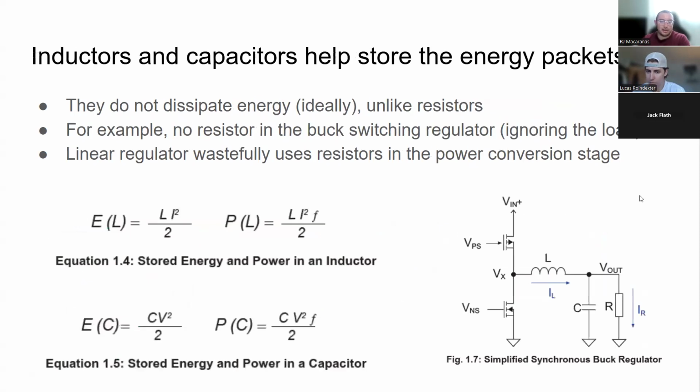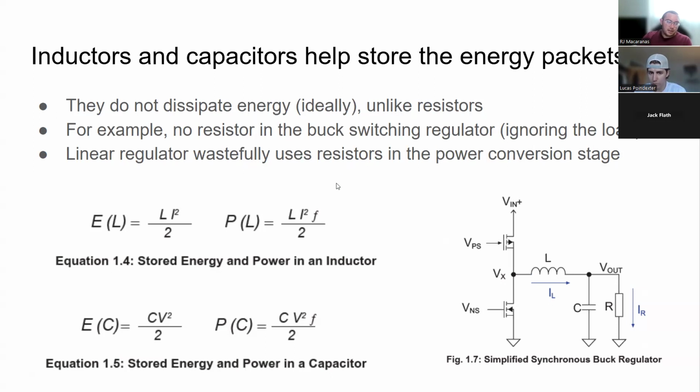So let's take a look at what that looks like, right? First of all, we have inductors and capacitors to help store these energy packets. And this is just some background refresher, hopefully. But inductors and capacitors don't dissipate any energy, whereas the resistors, for example in the feedback network, and the resistance of the pass transistor, are both dissipating energy, right? So they're heating up and tanking our efficiency.